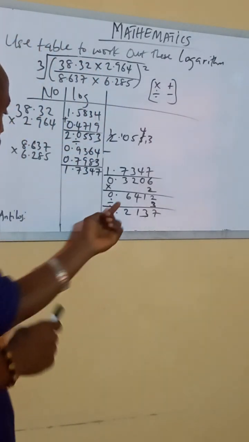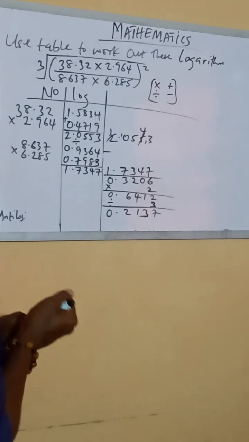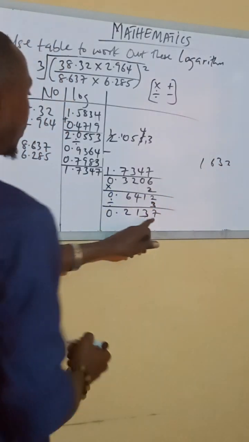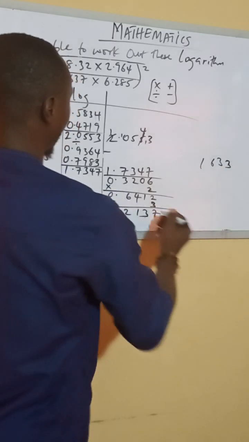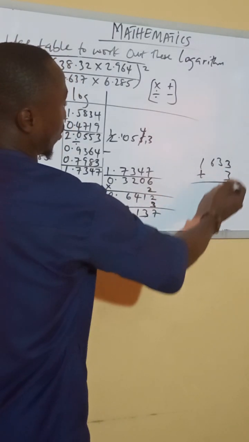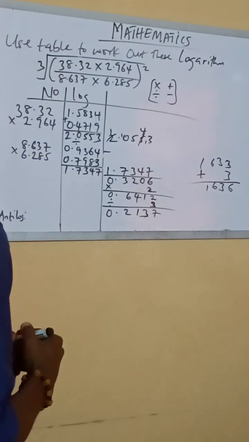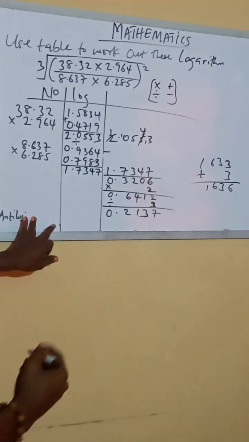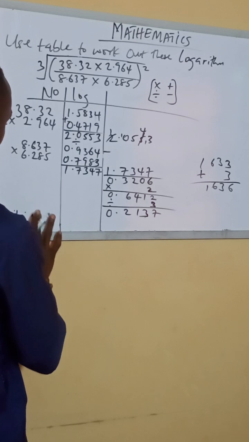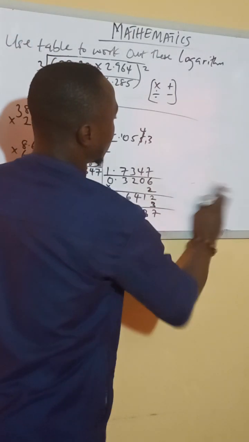Now, antilog of 21 under 3 is what you're going to look for. Antilog of 21 will give us 1633. Difference of 7 is 3, right? Difference of 7 will give us 3. So add them together. This gives us 6, 3, 6, 1. And that is what we have. Then our antilog, so you bring it down here, which is going to be 1, 6, 3, 6. So this is our antilog.